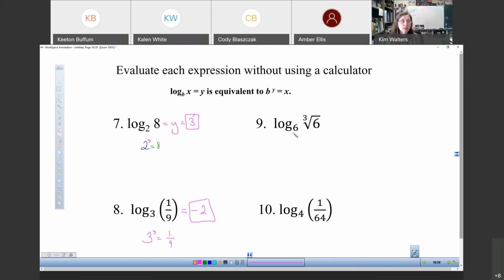All right. So this one's a little bit tricky because I've got 6 to some power is the cubed root of 6. But we talked about this like, I don't know, 30 minutes or so ago. What is my exponent that represents the cube root?